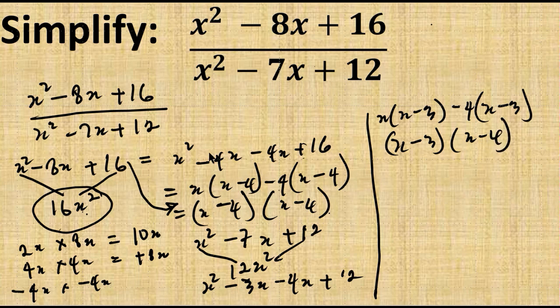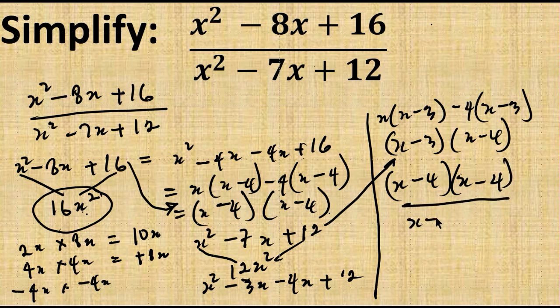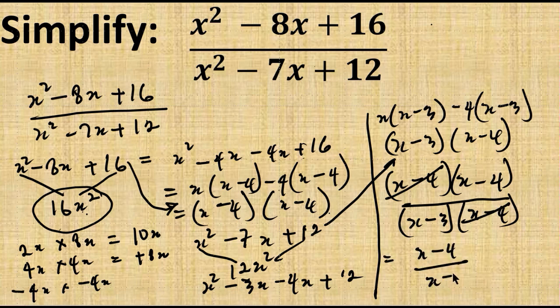Now, this is equal to, so I can now replace this equation with x minus 4 into x minus 4 over x minus 3 into x minus 4. x minus 4 cancels x minus 4. Then I'm finally left with x minus 4 over x minus 3.